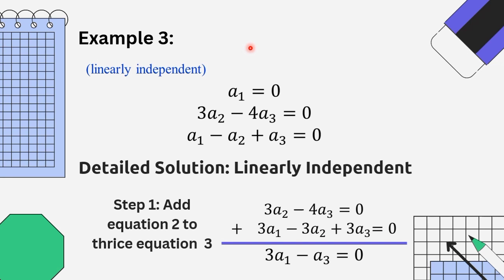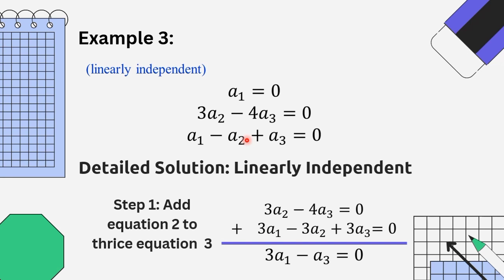For linear independence, we have to equate our equations to 0, since our main goal here is that we should generate scalar quantities that are equal to 0. So what we mean is we have to find a value for a sub 1, a sub 2, a sub 3 that should be equal to 0. And here is the detailed solution for linear independence.